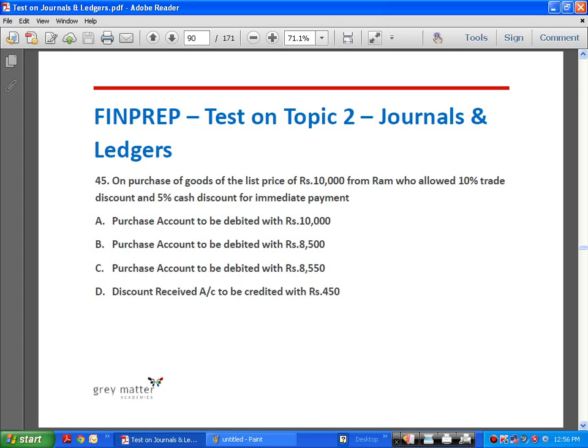The accounting entry for this transaction is: purchases is a nominal account, it is an expense, and hence has to be debited. It has to be debited with the cost of purchases, which is 9,000 rupees. Okay, so purchases account debit 9,000.